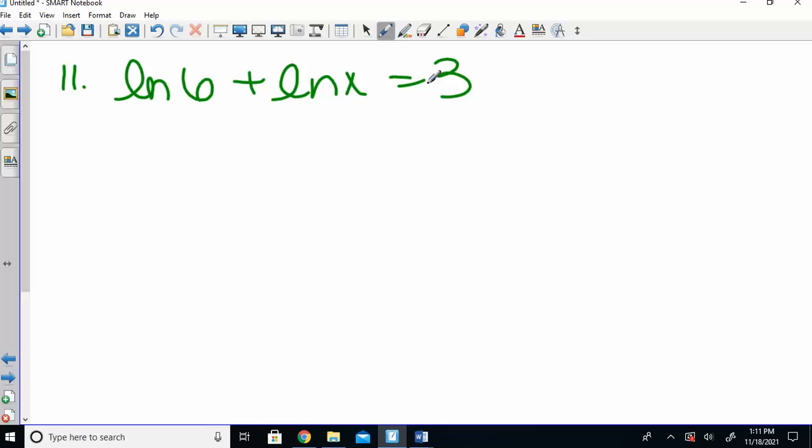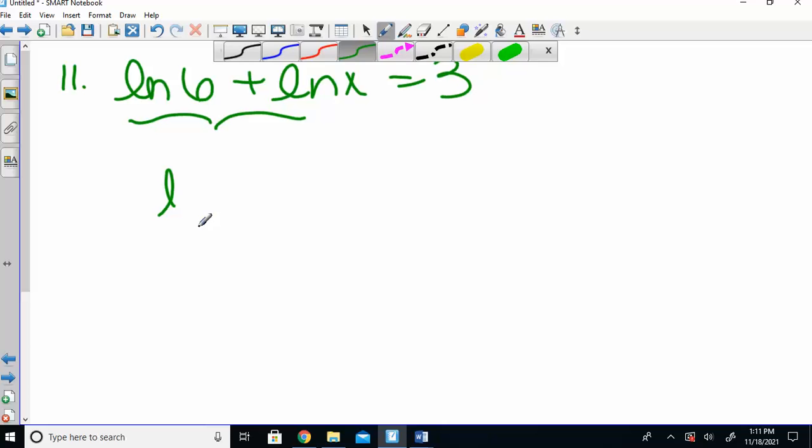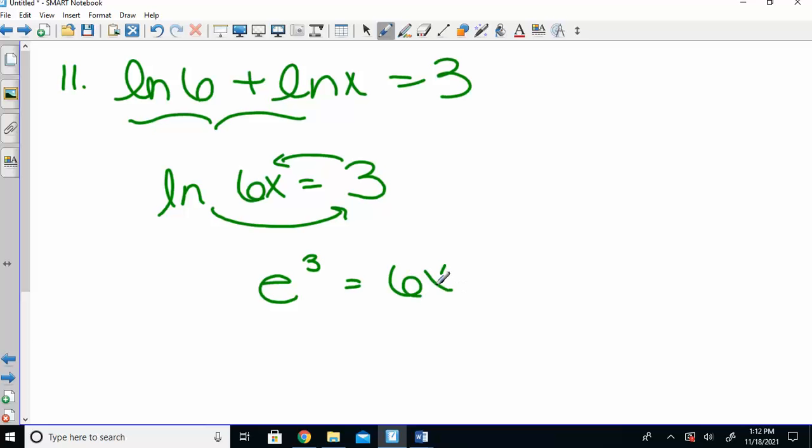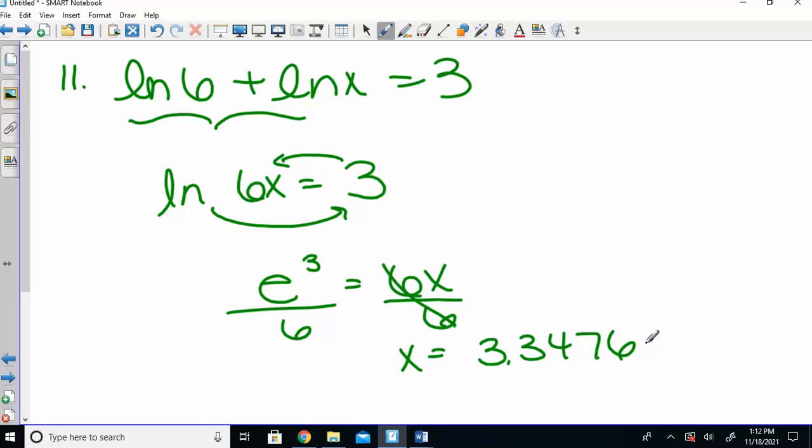We have to first combine those logs, but I'm not just going to drop it from each side. We'll have to change it to exponential. So these properties of logs keep coming back. If you have 2 logs added, how do you put them together? Multiply. So that is the natural log of 6x equals 3. Now it's like the previous problem. There's a log on one side, so change it to exponential. So that means e to the 3rd power equals 6x. And then you just divide by 6, and you can put that in your calculator if you want, or leave it like that. Either one is fine.